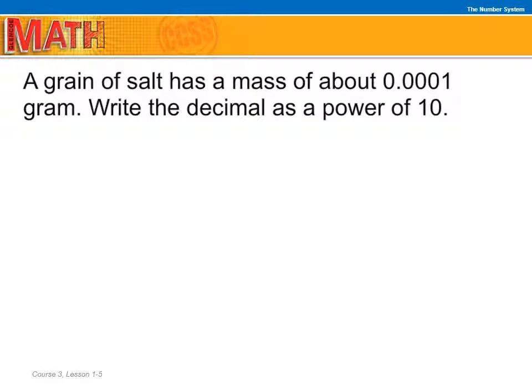Now for a word problem. A grain of salt has a mass of 0.0001, or 1/10,000 of a gram. Write this decimal as a power of 10.